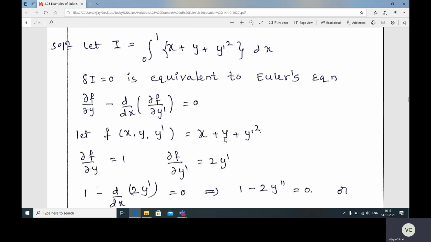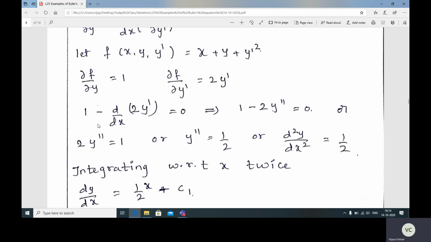So 0 plus, and differentiation of this y with respect to y is 1 plus 0. So you will get dou f by dou y as 1. Similarly dou f by dou y dash is equal to 2 y dash, because this is constant 0 and this is constant 0. Differentiation of y dash raised to 2 is 2 y dash. Now you substitute these two in Euler's equation.